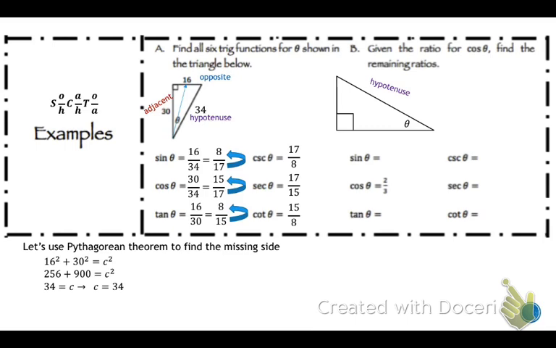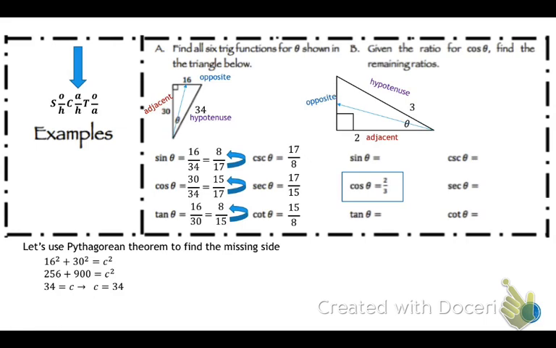So the longest side is the hypotenuse. Draw a line. The one you hit is the opposite, which means the other one's adjacent. Now we are given that cosine of theta equals 2/3. And cosine is adjacent over hypotenuse. So that means the adjacent side is 2, the hypotenuse is 3.